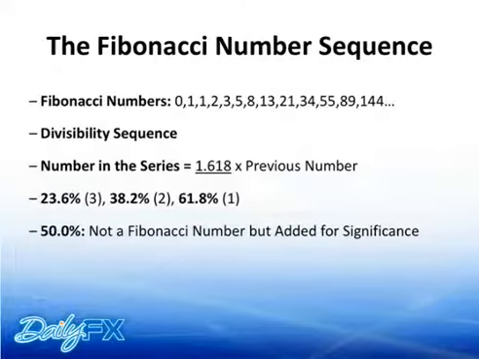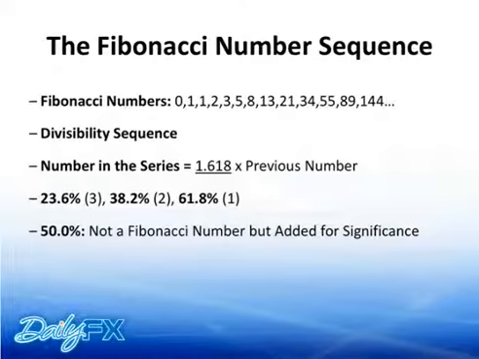The first thing you want to know is that Fibonacci is a number sequence, and basically you add the prior two numbers to get the next number, and then you just go forward. 0 and 1 is 1, 1 and 1 is 2, 2 and 1 is 3, 3 and 2 is 5, and so forth and so on.